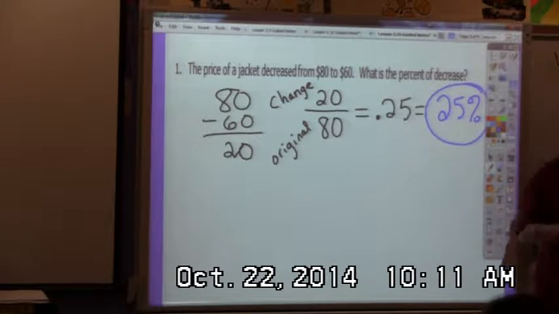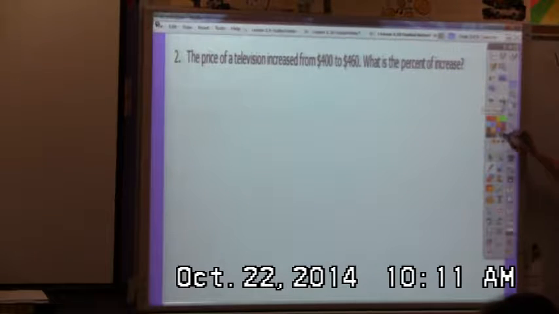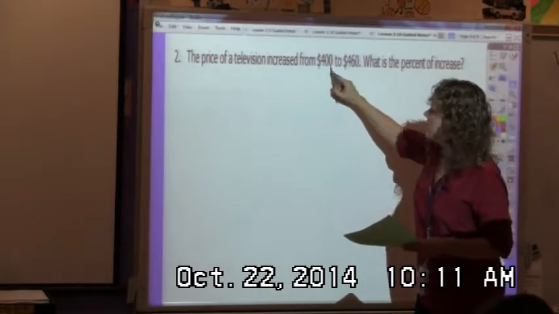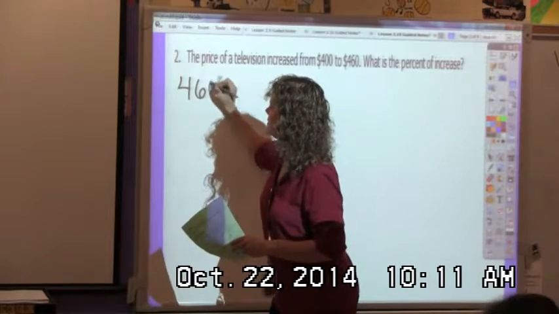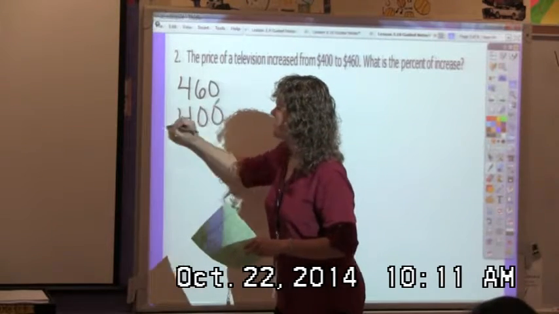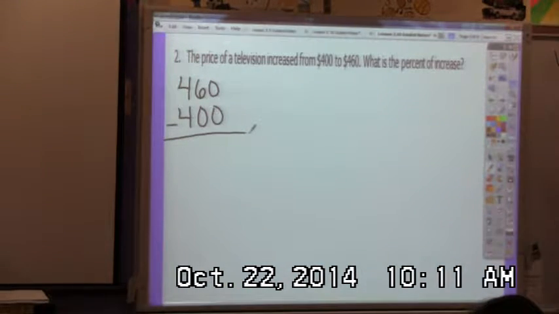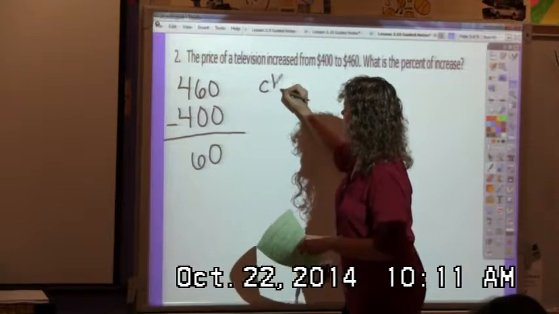All right, number 2, we're going to set this up the same way. We're going to figure out how much the price changed and put it over the original amount. So for number 2, the price of the television went from, oh wait a minute, it went up this time. It doesn't matter whether it goes up or down, we still need a change. So I'm going to take the 460 and the 400 and subtract them. How much did that price change? $60. All right, that's our change. So we're going to put the change on the top.